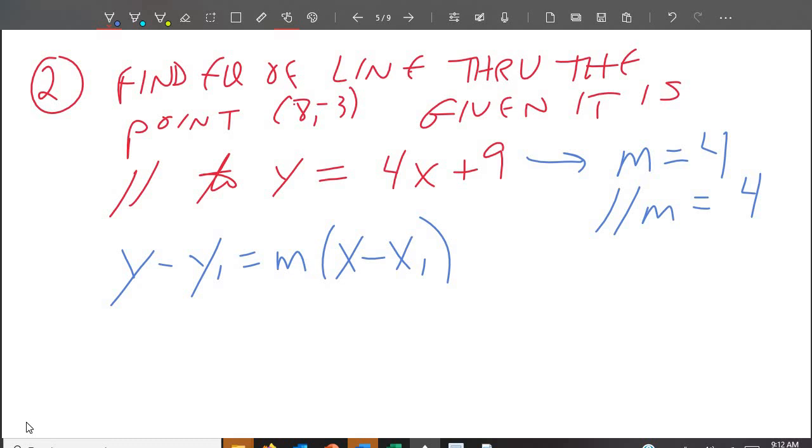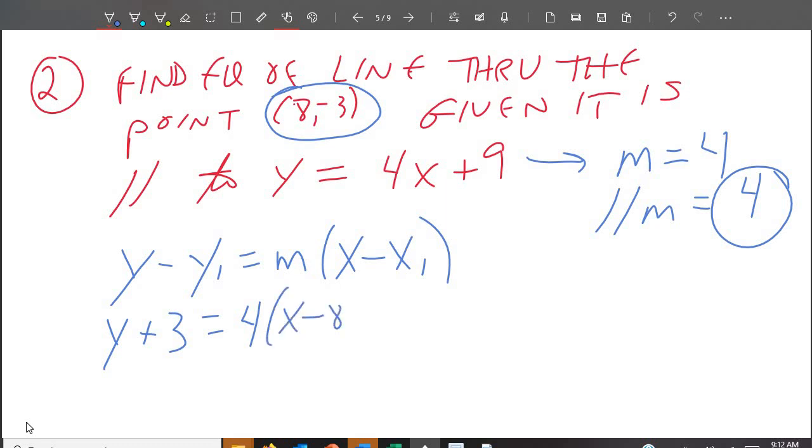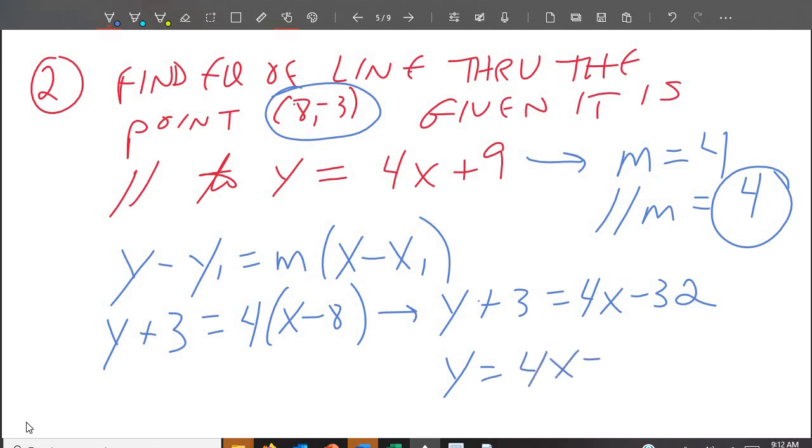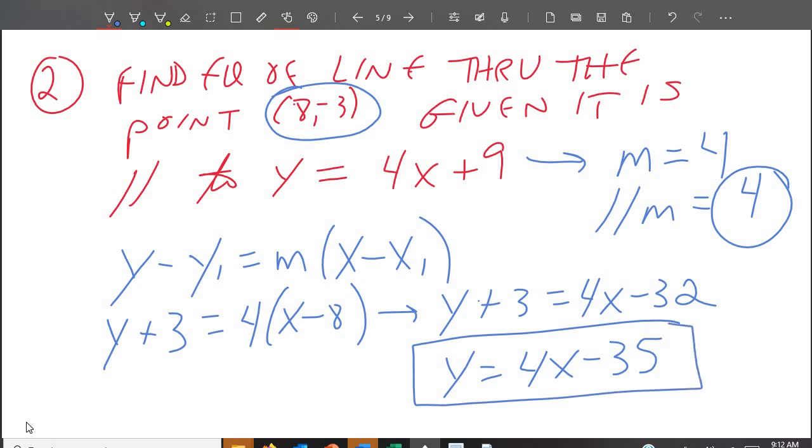Okay, so we've got the point, and we've now got the slope. Now notice in the point that the y is negative, so this is going to become positive 3. We know the slope is 4. Then we got an x minus 8. Do the distributive property. And then you're going to subtract 3 from both sides. So we're going to get 4x minus 35. So they have the same slope.